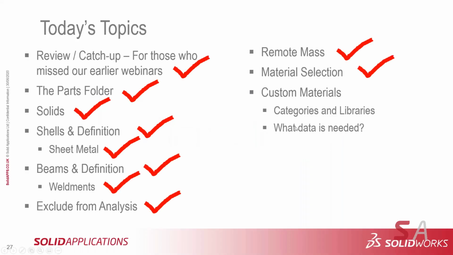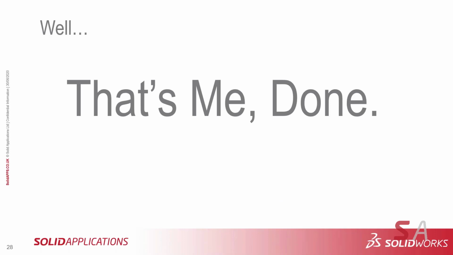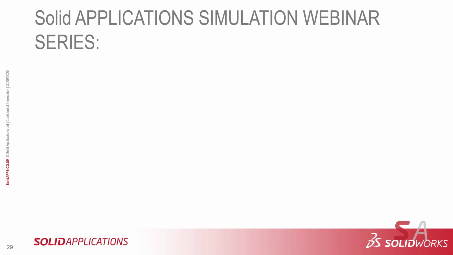All right, so we've now covered custom materials, categories and libraries, and the data that we need. Again, it's going to be yield strength, Poisson's ratio, elastic modulus, and secondarily yield strength and density are the important ones. All right, so I will say at this point that this is me done, having gone through all of it once or twice.